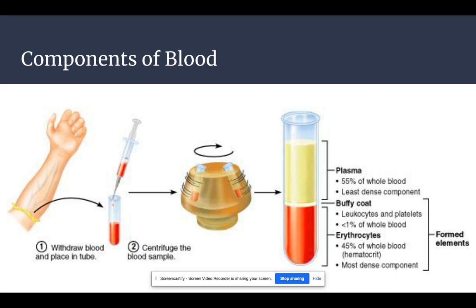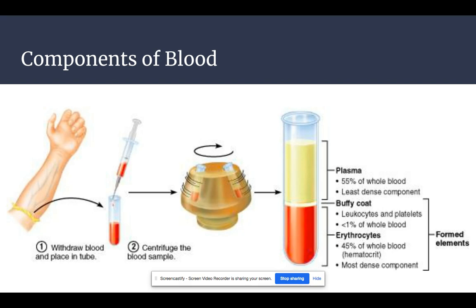So here, what we see, sorry guys if you don't like seeing needles, but again, this is a cartoon image. When you draw blood, they put it in a tube, and in order to separate out the different cells of the blood, they put it into this machine called a centrifuge. The centrifuge is this little spinning machine where it will put these vials of blood or any substance in there, and it's going to spin around really, really quickly.